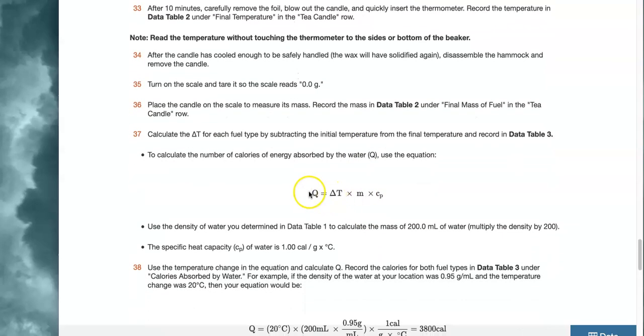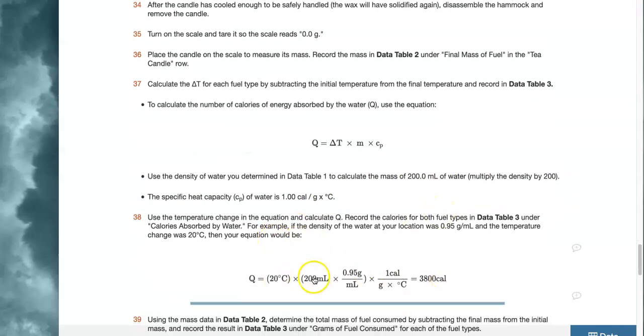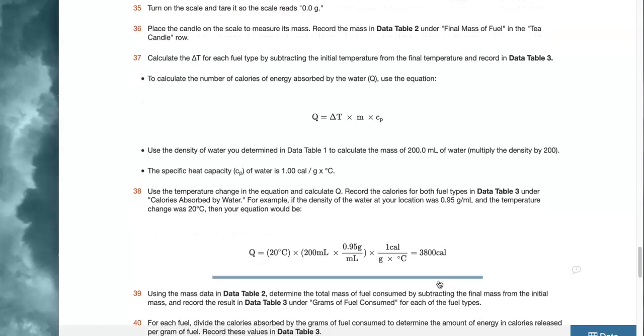So again, as I showed you a few minutes ago, your energy equals change in temperature. So how much did the water heat up? Is it 5 degrees? Is it 50 degrees? Times the mass of the water that you heated, times the specific heat capacity, which for water is 1 calorie per gram per degree Celsius. And it says it again right here. Okay, and then you're going to plug it all in. This is not going to be your answer, but you can see the example here. Plug it all in and get your lowercase c, or true calories. That's how much energy the water absorbed in the experiment.